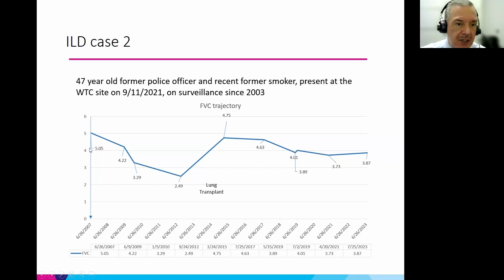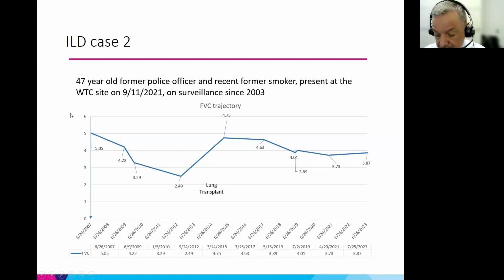For a number of years, his forced vital capacity was about 5 liters. This is in 2007; in 2008, it started decreasing. In 1 year, this is actually a large decrease, almost a liter. And then it continued until he was reduced by almost 50%. And this is what our surveillance programs can help identify and monitor.